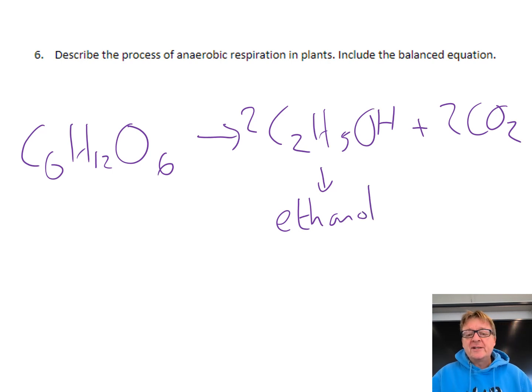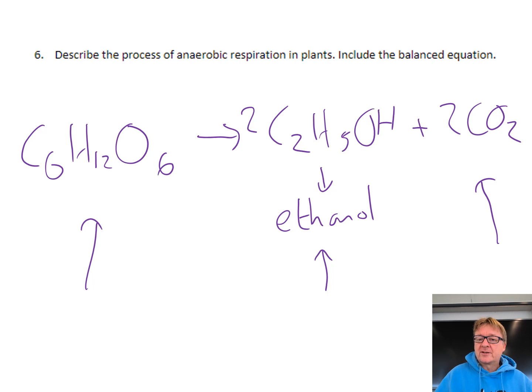So when you put yeast into a sugary solution, the yeast feeds on the glucose, and what it then does is produce ethanol, which is then your wine and your beer. And the bubbles, when it's actually happening, are carbon dioxide.